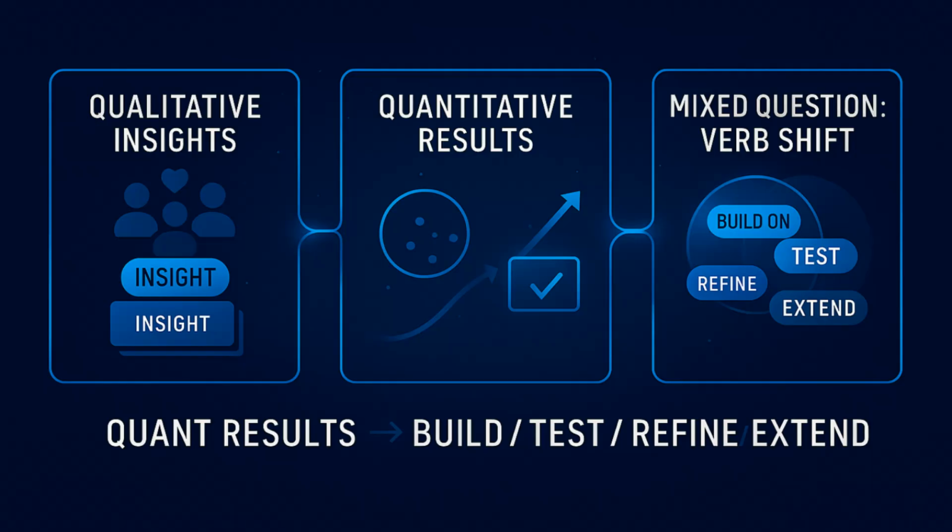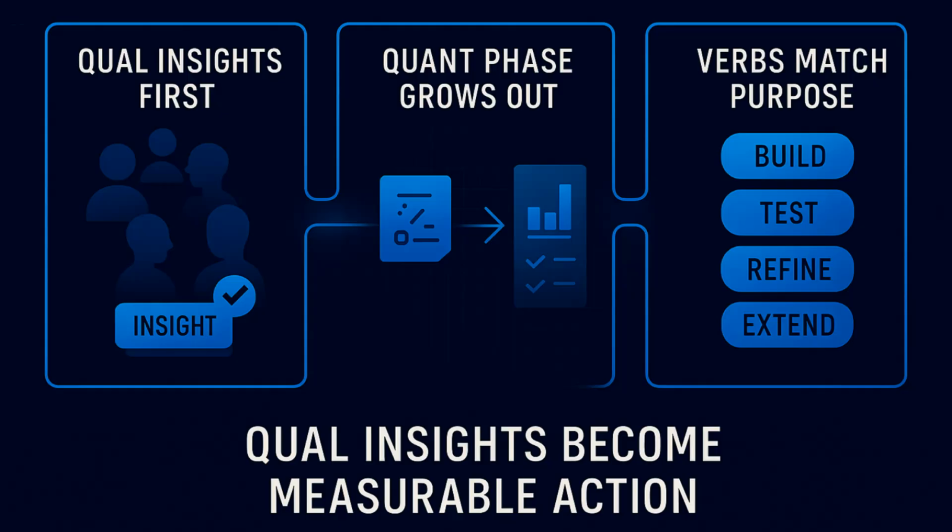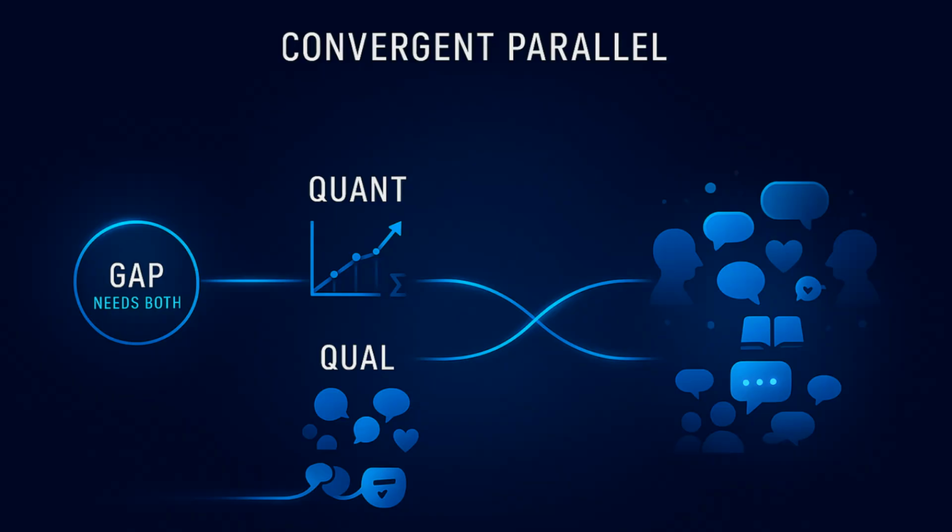The verbs shift here. Instead of explain, you use verbs like build, test, refine, or extend because the quantitative phase grows out of the qualitative insights and puts them into measurable form. If your design is convergent parallel, both strands happen at the same time. This design is chosen when the gap requires both forms of knowledge simultaneously.